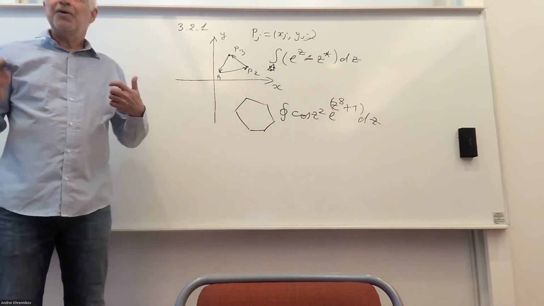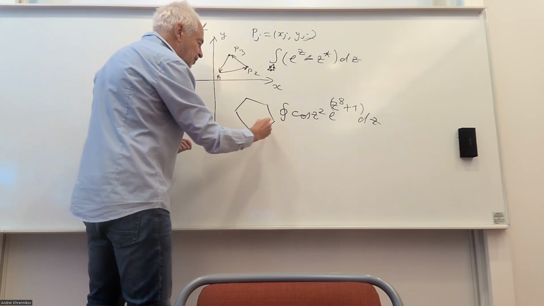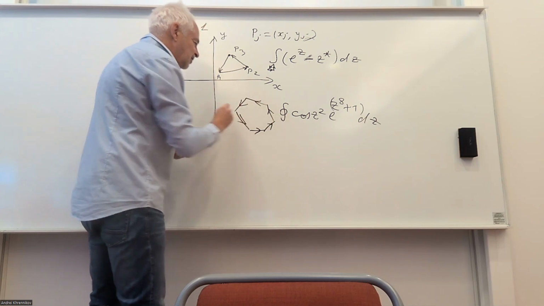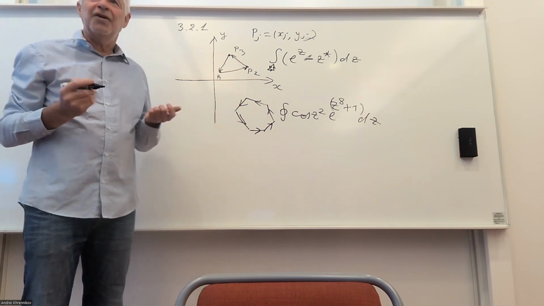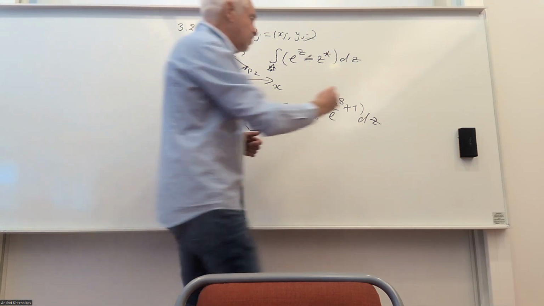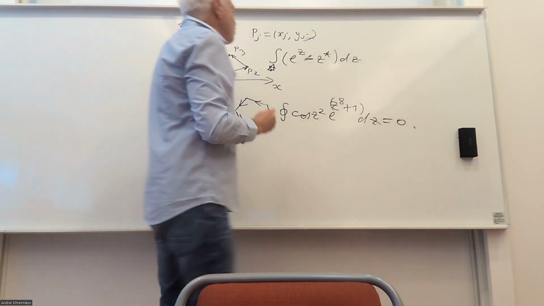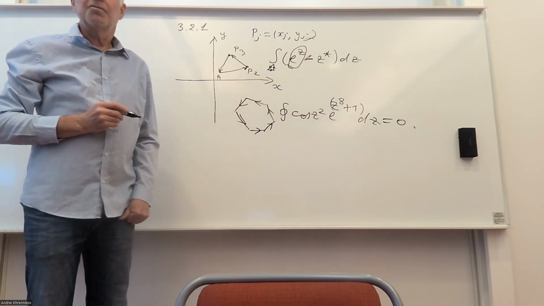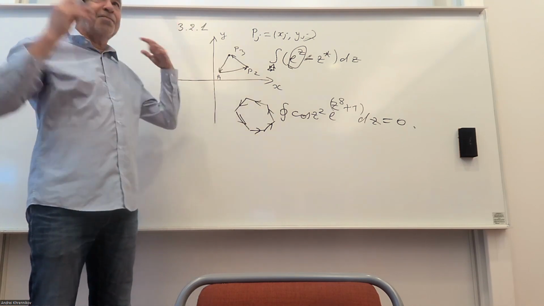So you need not parameterize this contour. You need not write equations of all these lines. You just know that the function is analytic, so the integral is 0. Automatically just 0. So you can forget about this. The integral of this is 0. You need not pay attention.